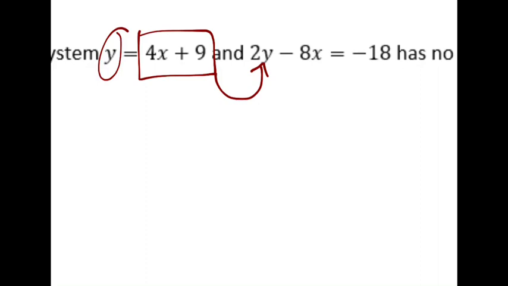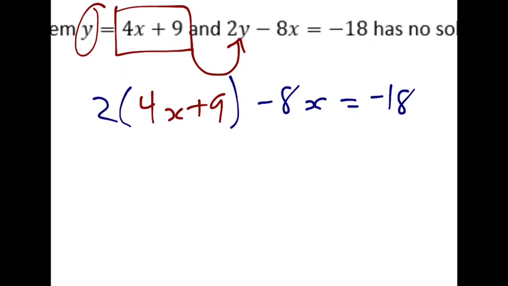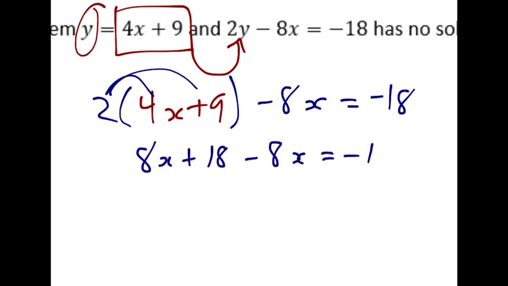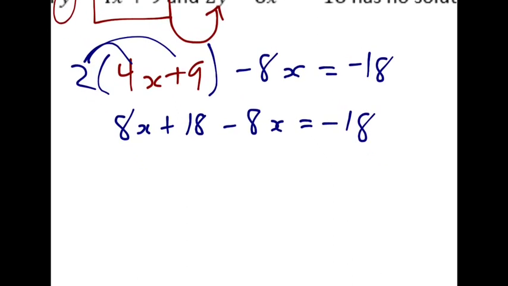Okay? So we have 2 times 4x plus 9. That's what y was equal to. Minus 8x equals negative 18. And now we do what we've done all along. Multiply that 2 in. And change sides, change signs with the 18 here.